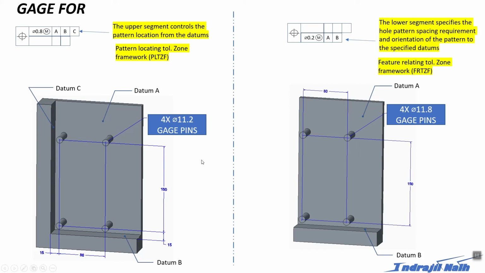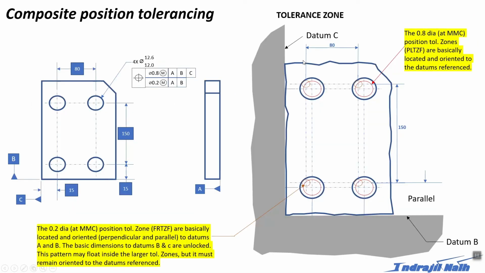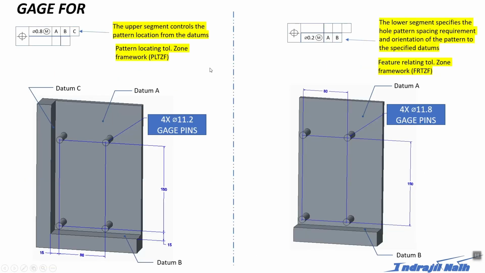And now if you see this over here, you have 0.2 tolerance zone with maximum material condition. What it will do is, you will take 12, which is the least material condition over here. Now subtract 0.2, you will get 11.8. So your gauge pins will become 11.8. Okay, this actually controls the pattern itself. The pattern cannot go beyond this zone.